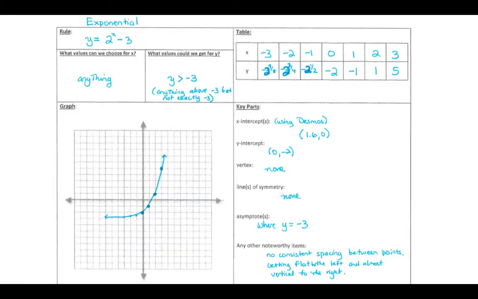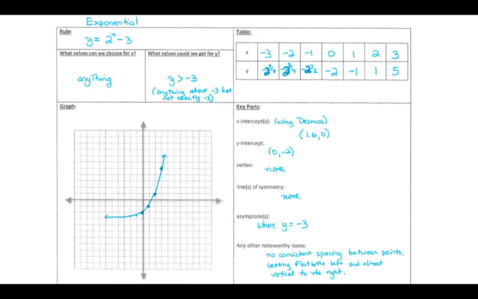The exponential family. Now, exponential functions have x as the exponent. And it turns out that you can plug any number you want in as an exponent. Try it on a calculator and you'll see. Put in decimals, put in negatives, try fractions. You'll get answers for y. You'll get some very strange answers, but you'll still get answers.